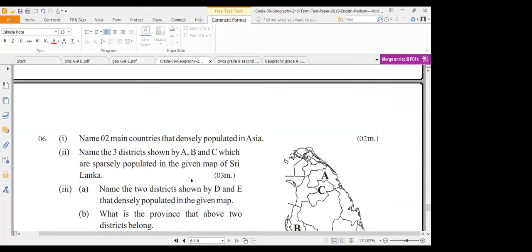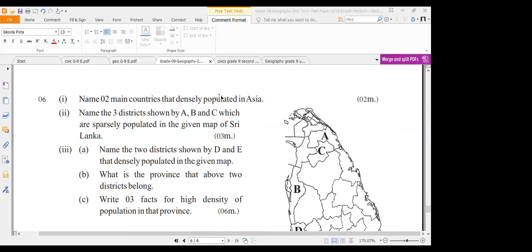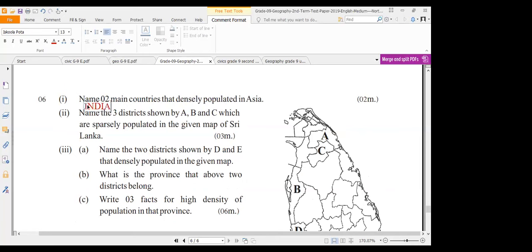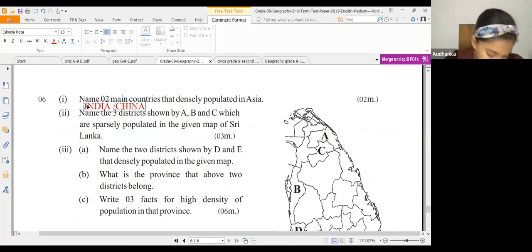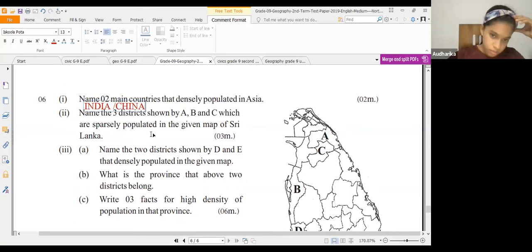Right. Look at the next question. Name two main countries that are densely populated in Asia. Can you name? India, China. Yes, India, China. Correct. Now, the world's largest population is in India, and China has now moved behind.